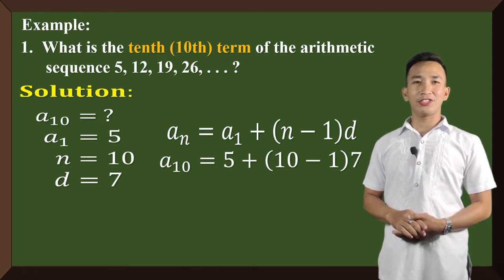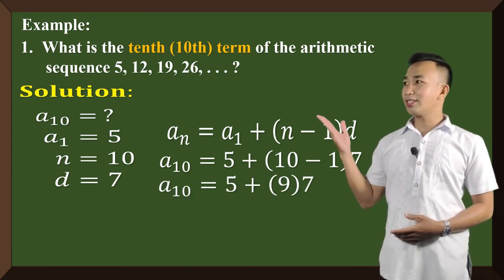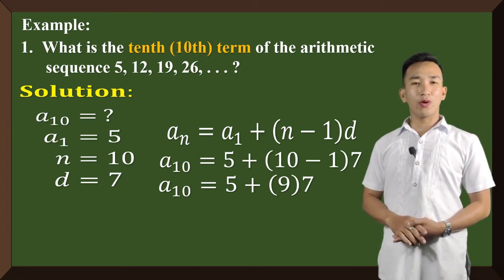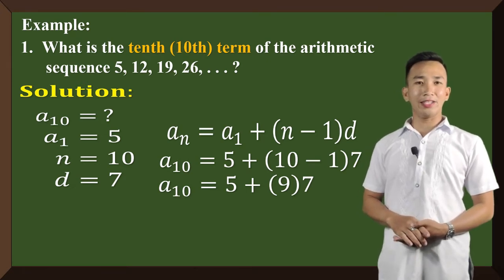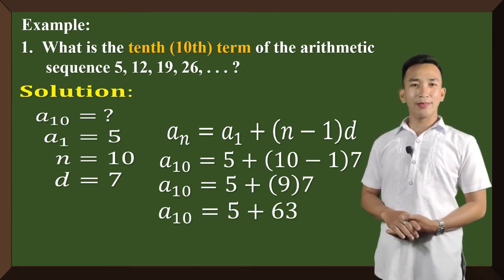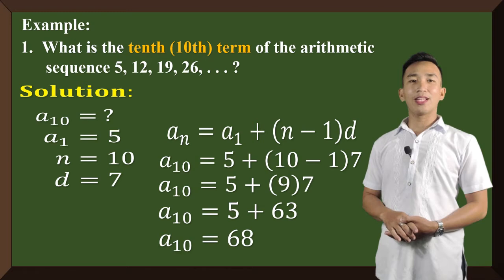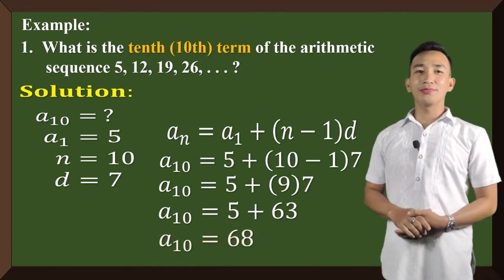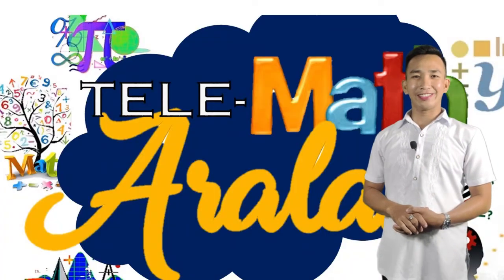After the values are substituted in each variable, next step is to apply the PEMDAS rule. So, we have to simplify first the numbers inside the parentheses, and the equation will become a sub 10 equals 5 plus the quantity of 9 times 7. Next, multiply 9 and 7. The equation will become a sub 10 equals 5 plus 63. 5 plus 63 is 68. So, the 10th term of the given arithmetic sequence is 68.